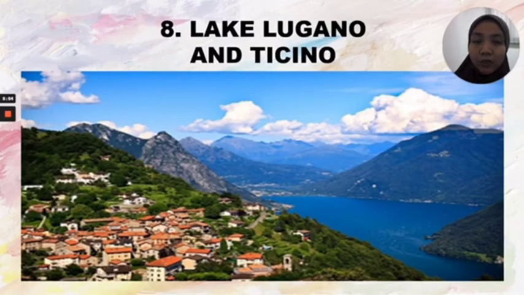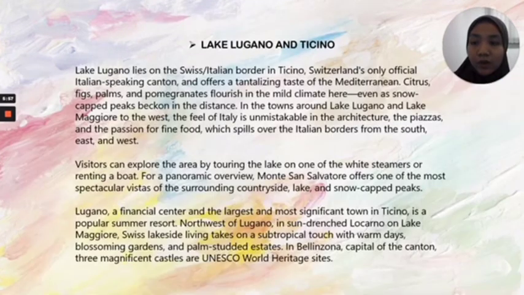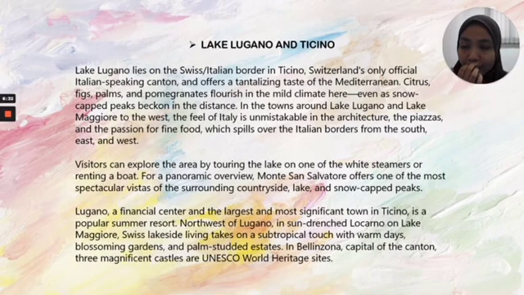Eight is Lake Lugano and Ticino. Lake Lugano lies on the Swiss-Italian border. Ticino is Switzerland's only officially Italian-speaking canton and offers a tantalizing taste of the Mediterranean. Roses, plums and pomegranates flourish in the mild climate here, even as snow caps the mountains in the distance.